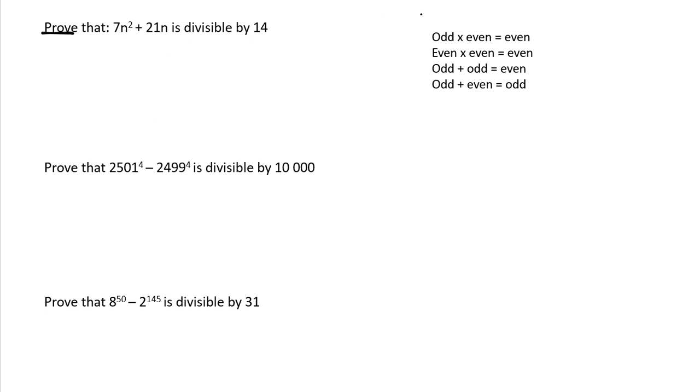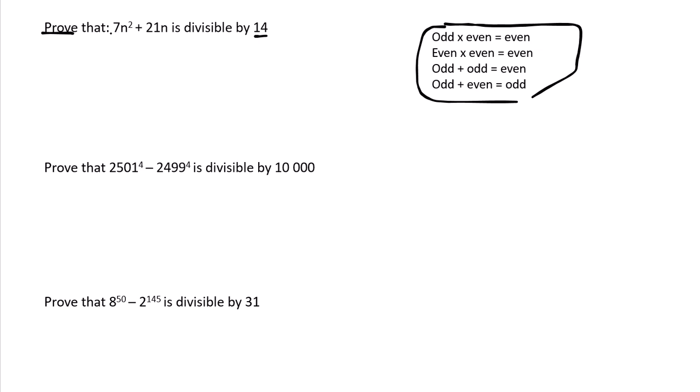In order to do that, we need to know these rules: odd times even equals even, odd plus odd is even, odd plus even is odd, and even times even is even. This will be very helpful to determine if we have a number divisible by 14. So now I'll tell you why.